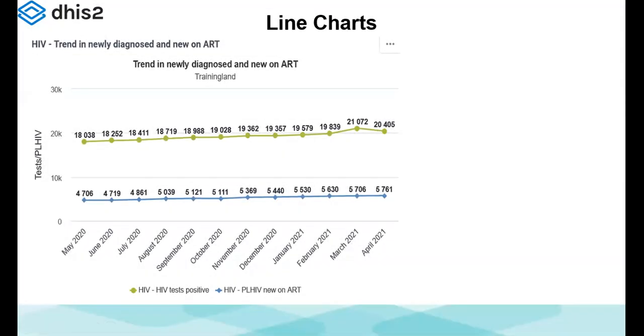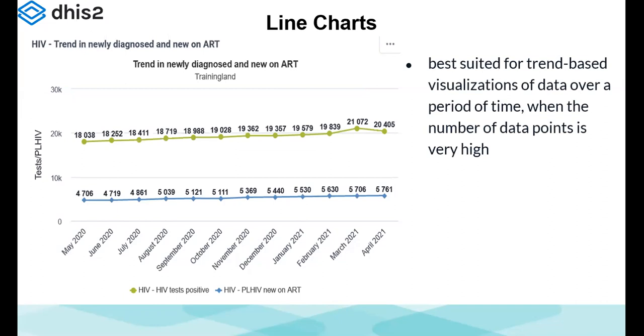So, trends, coming back to line charts. I can't remember who mentioned it, but one important thing is that line charts are best suited if you want to do trend-based visualizations, with data across a period of time. I mentioned that even for column charts we can use comparison over time. But if the number of data points is small, you can use column charts. If the number of data points is very high, you can always use line charts. So this is one major application of the chart types we usually use in DHIS2 when we want to highlight time-based trends of data. Okay? Right.